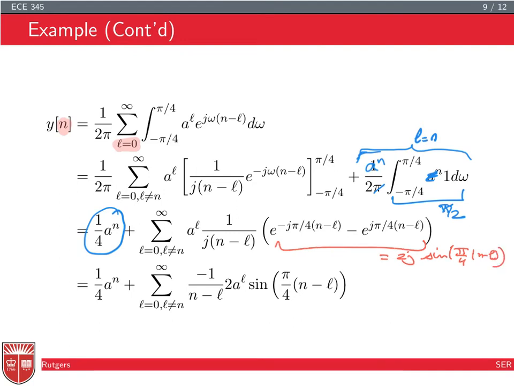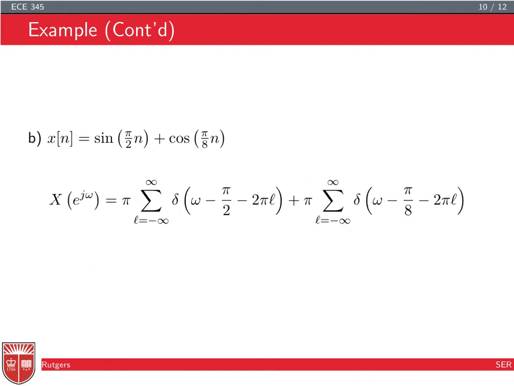So this gives you the output of a low-pass filter to an exponential signal. Now let's look at the output for the second case, where x of n is sine of pi by 2 times n and cosine of pi by 8 times n.